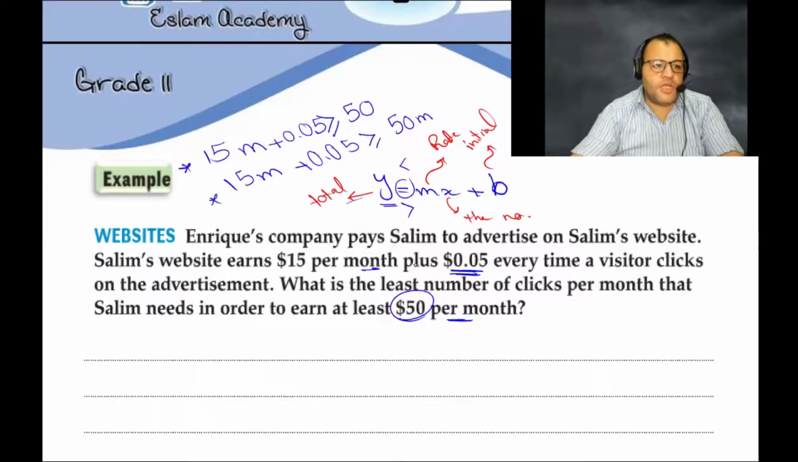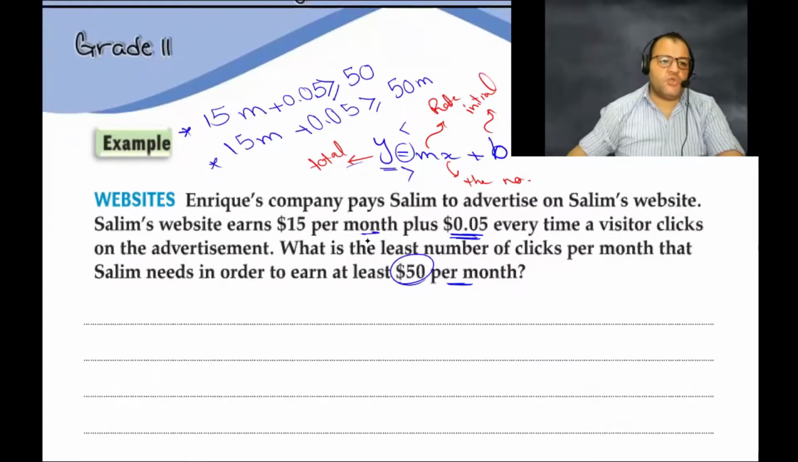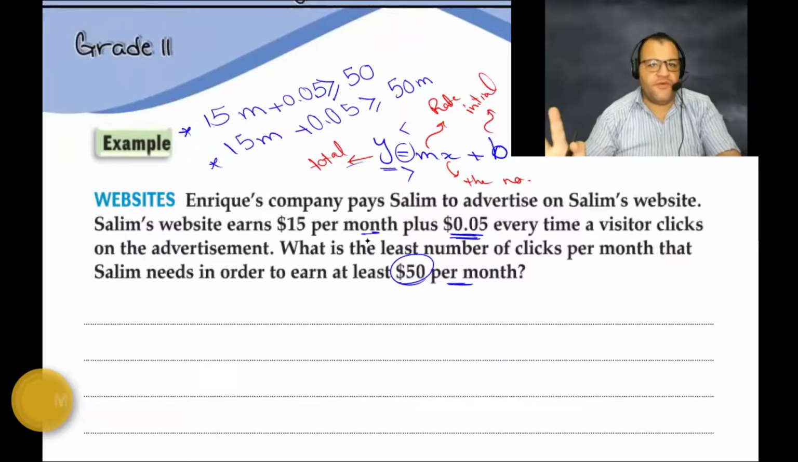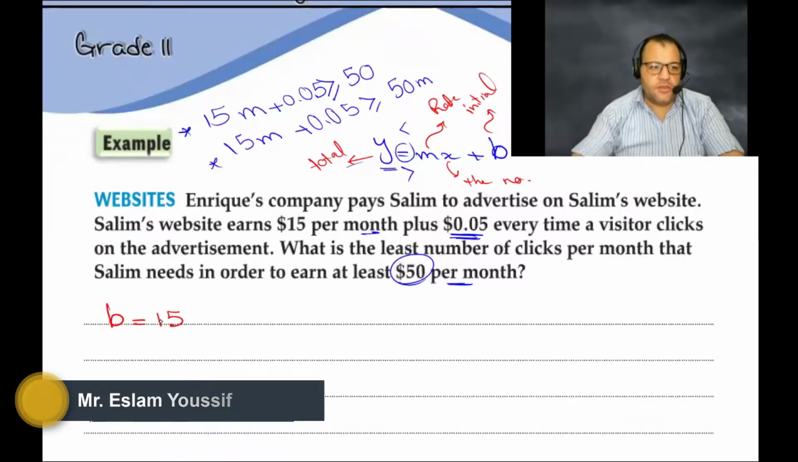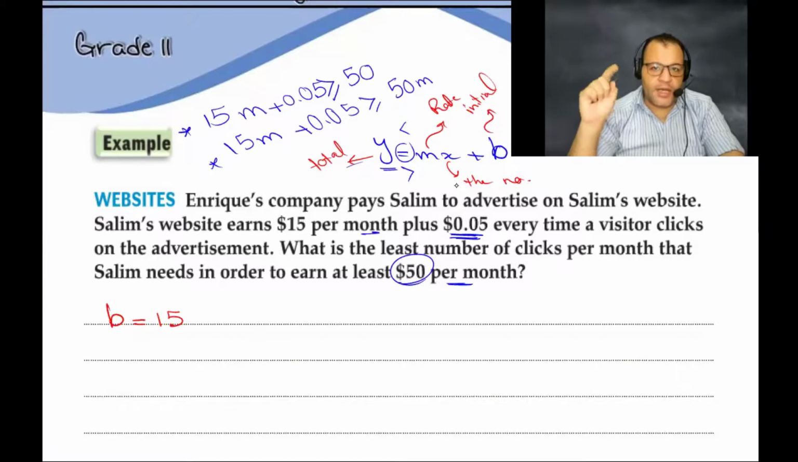Now I'm talking about linear inequality. To solve this one, what is the initial amount? Because I have a website, I will earn $15 without doing anything. It means b is now equal to 15. For each click, I will get 0.05. That's the rate of change, the rate of change.